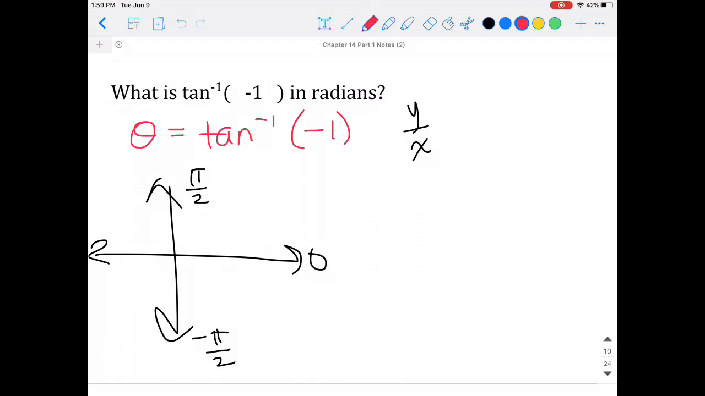So we're talking about a tangent of negative 1, which means we're going to be in the fourth quadrant. Negative 1 means that we have the same exact numbers. We're dividing by the same thing, top and bottom.